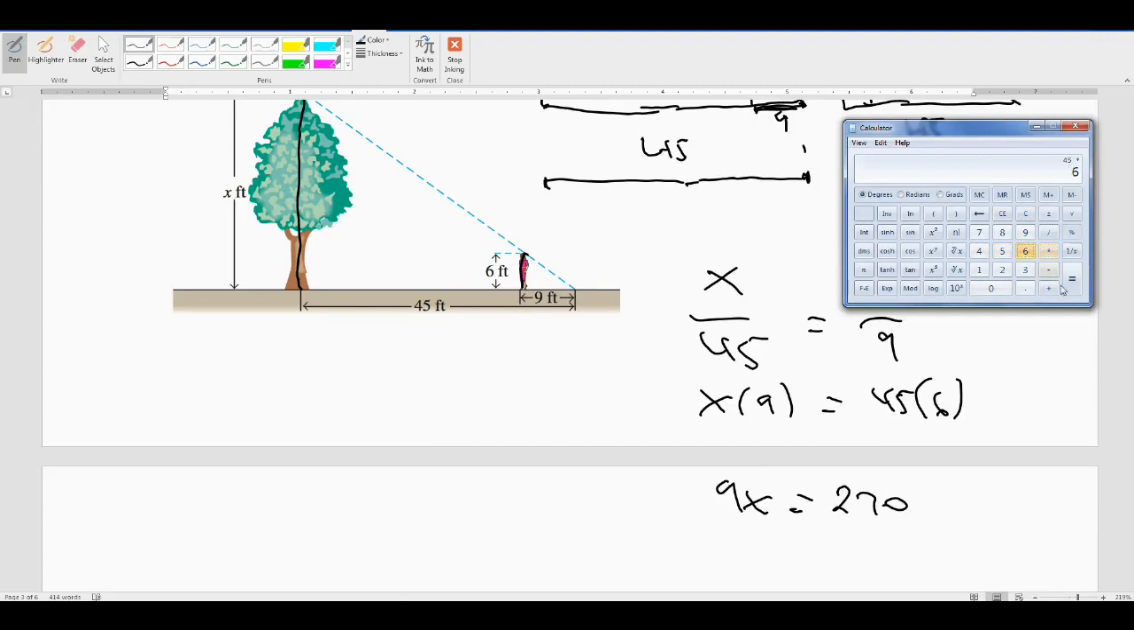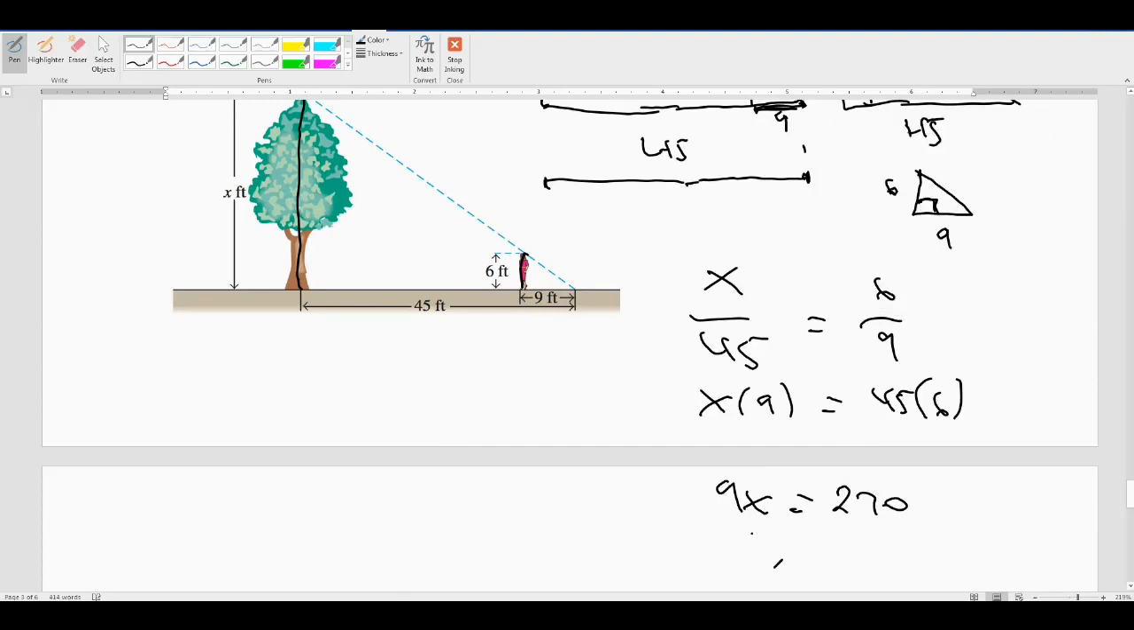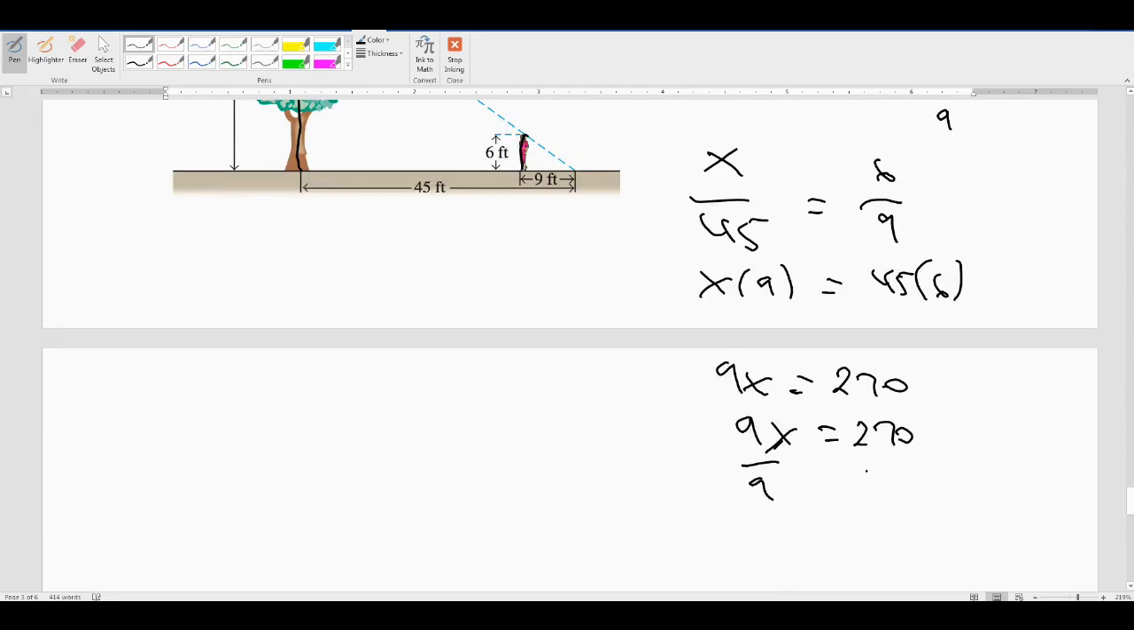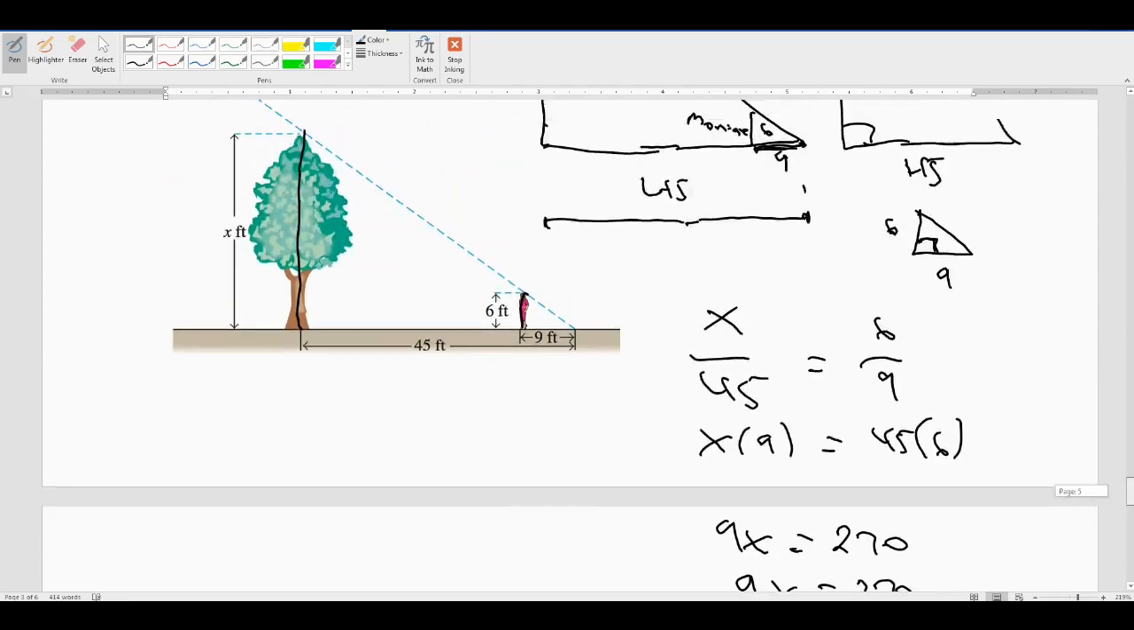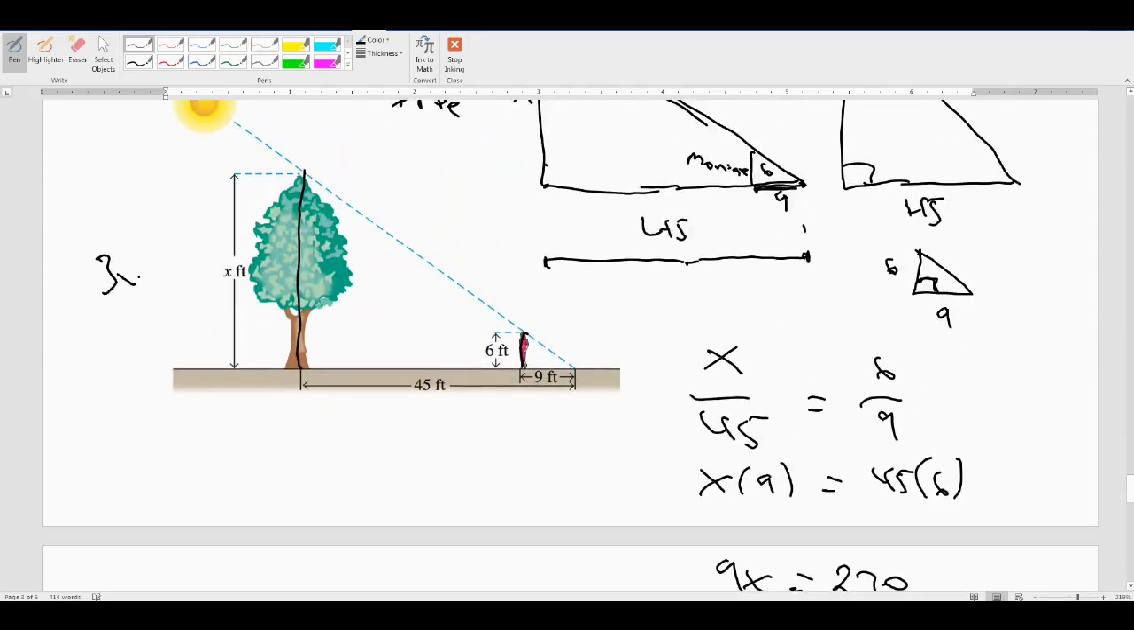45 times 6. Yep, what do you know? And then to solve this, we divide both sides by what? 9. So x is equal to what? 30 feet. So the height of the tree is 30 feet.